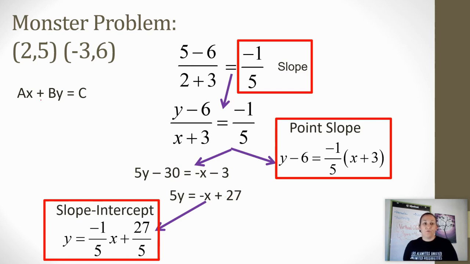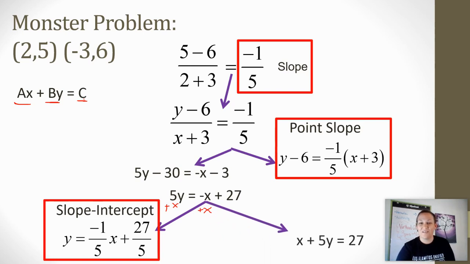And in standard form, I need my x and my y to be on the left-hand side, and I need my constant to be on the right-hand side. And I'm almost there. My y is on the left-hand side. My constant is on the right-hand side. The very last thing I need to do, I need to add the x over to the left-hand side. Now, we do want to stay consistent with our order of our variables. So I do need the x to be first, the y to be second, and the constant on the other side. So I'm going to put that positive x first, the positive 5y second, and it equals 27.